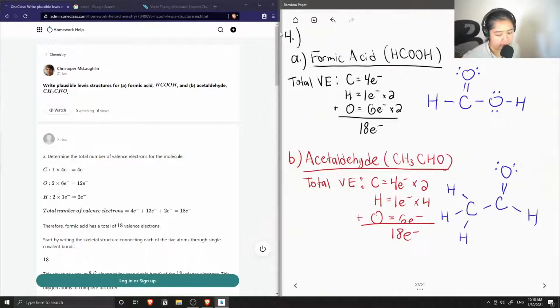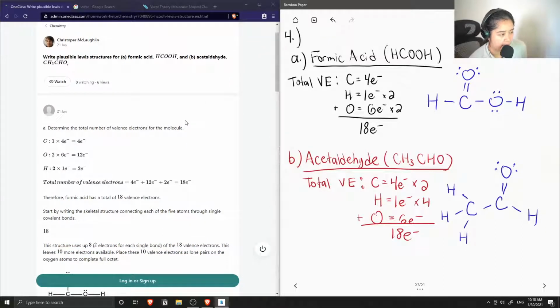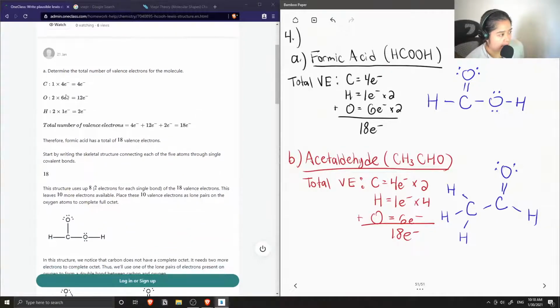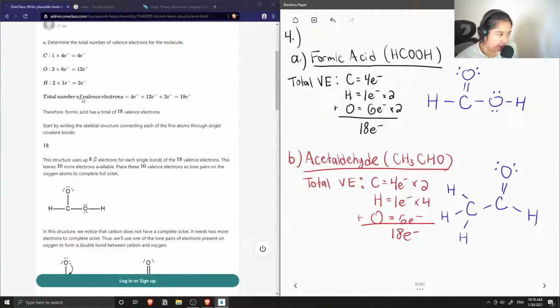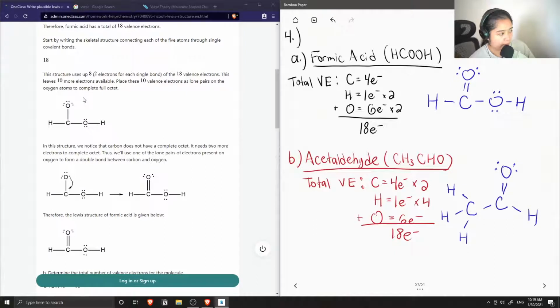So now let's see what the junior tutor said. Part A is to determine the total number of valence electrons for this molecule. For carbon, there was 4, and for oxygen, they showed the math and got 12, and 2, and when they added it up, they got 18. So this structure uses up 8 electrons, 2 electrons for each single bond, of the 18 valence electrons. This leaves 10 more electrons available. Place these 10 electrons as lone pairs on the oxygen atoms to complete the octet.